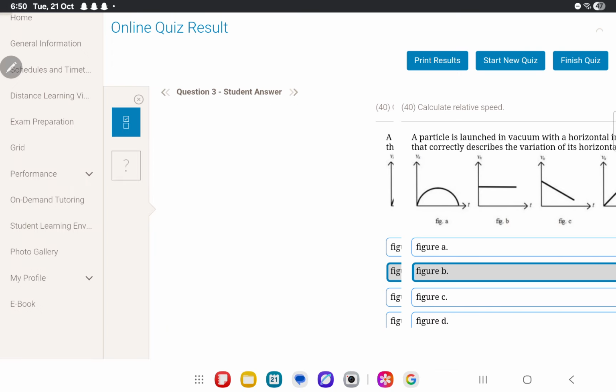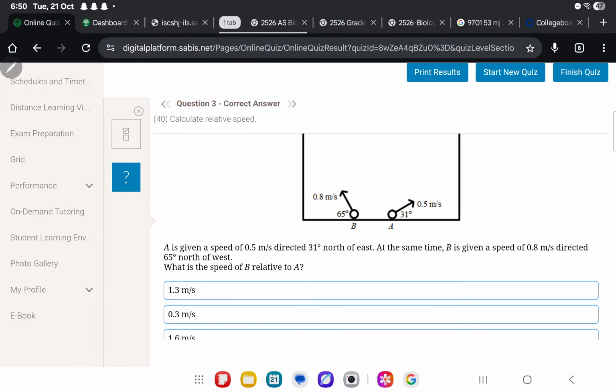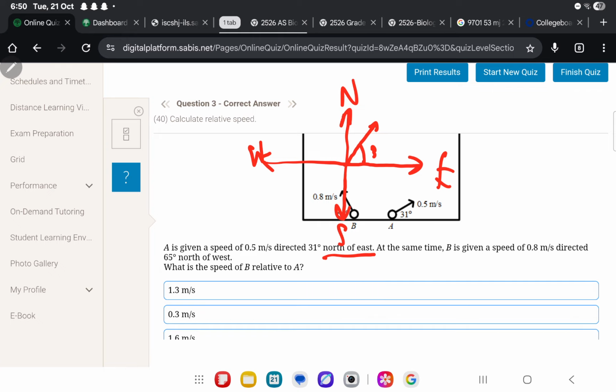Question 3. Okay, for question 3, it's very easy, right? First of all, we're going to draw an axis. Why? Because they're giving me north of east and north of west. So we're already going to use the mariner's compass. Okay, so N, south, east, west. Now, A is given at 31 degrees north of east. So 31 degrees north of east is this.